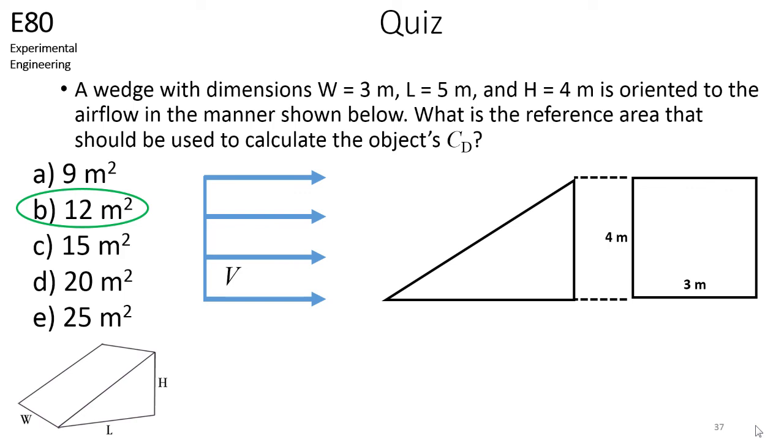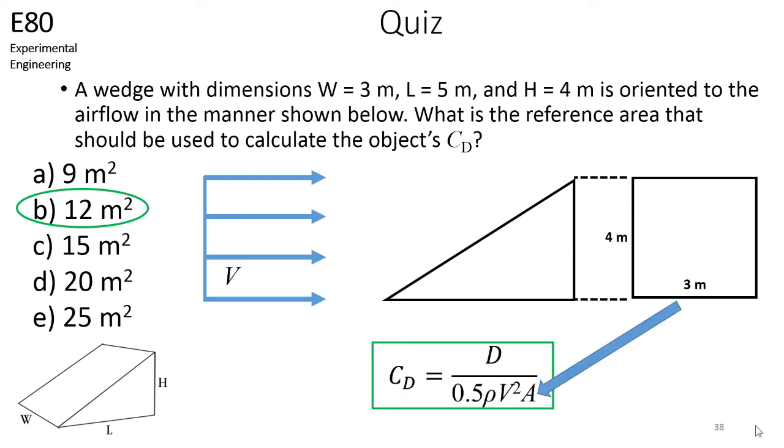The correct answer is 12 square meters. Here's why. Imagine that you are a particle flowing with the air, and you are being propelled towards the wedge. The reference area that you would be seeing would be rectangular, with a height of 4 meters and a width of 3 meters. This is the area that you would use in your calculations of drag coefficient.